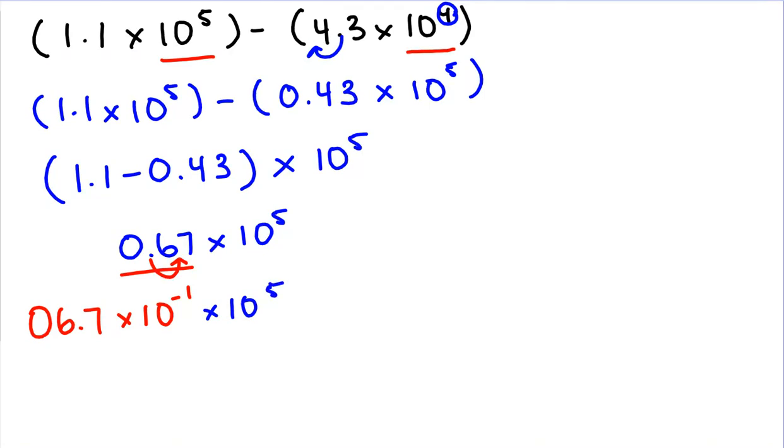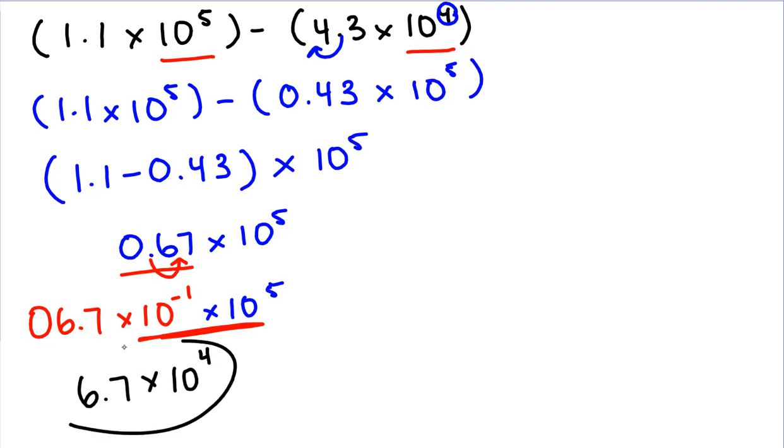Now, because we have two powers that have the same base, we use our product property. So our answer that we're left with is 6.7 times 10, and negative 1 plus 5 is 4, so to the power of 4. Let's do another one.